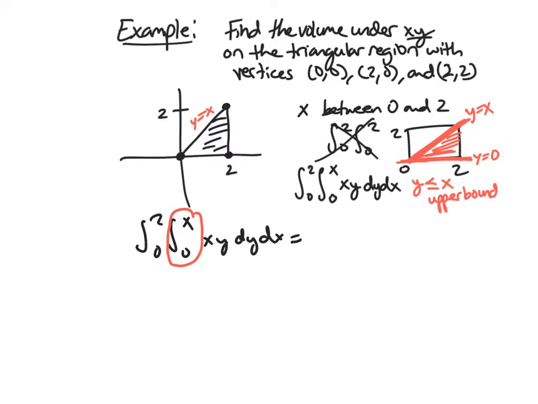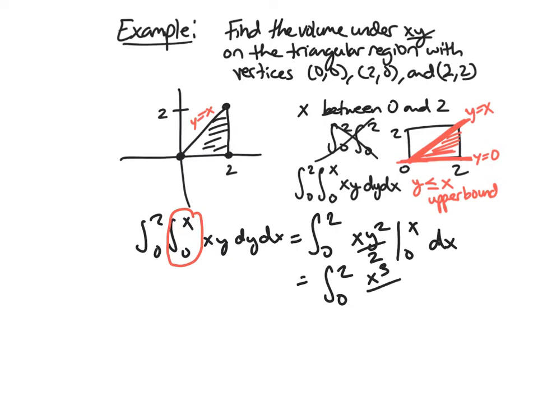And then, well, we just go ahead and do the integral. So this first one is with respect to y. So we get xy squared over 2 from 0 to x, dx. And then when we plug in x, we're going to get the integral from 0 to 2 of x cubed over 2 dx.